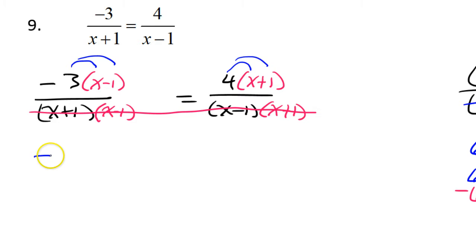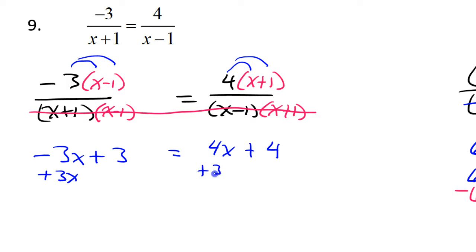So now I've got negative 3x plus 3 is equal to 4x plus 4. So to solve this, I want to get these x's together, so I think I will add 3x to both sides. So that's going to give me 3 is equal to 7x plus 4. And now I'm going to subtract that 4 from both sides. So that's going to give me 7x is equal to negative 1.